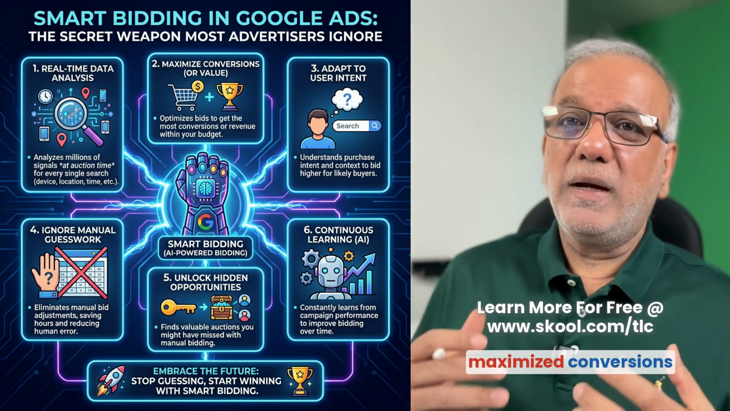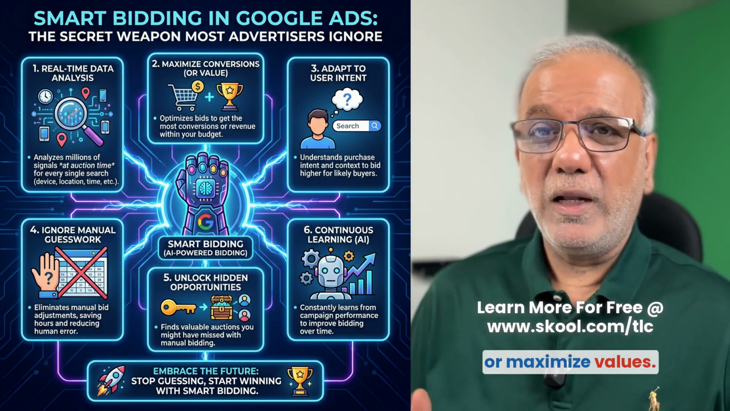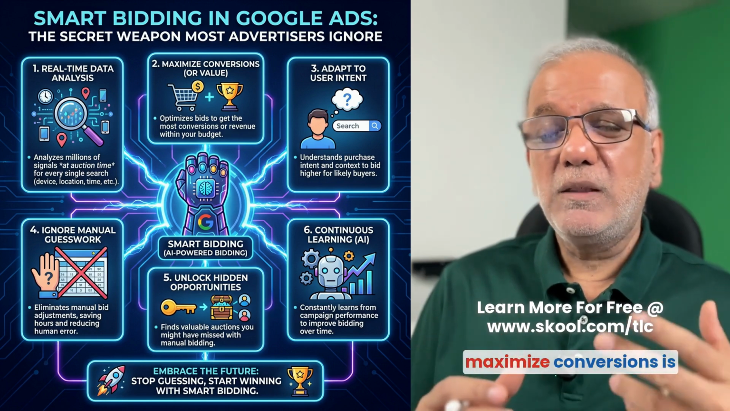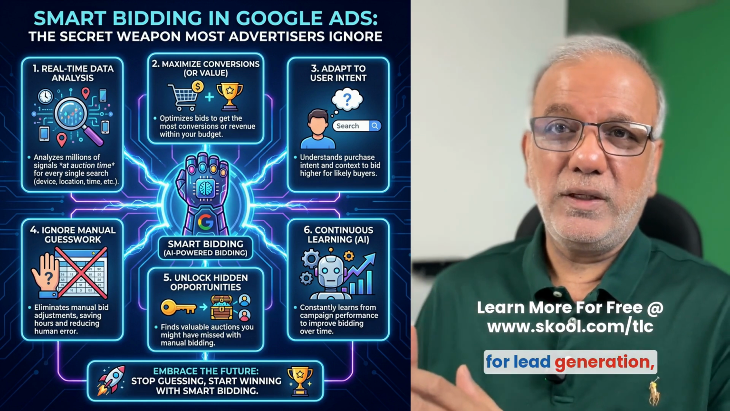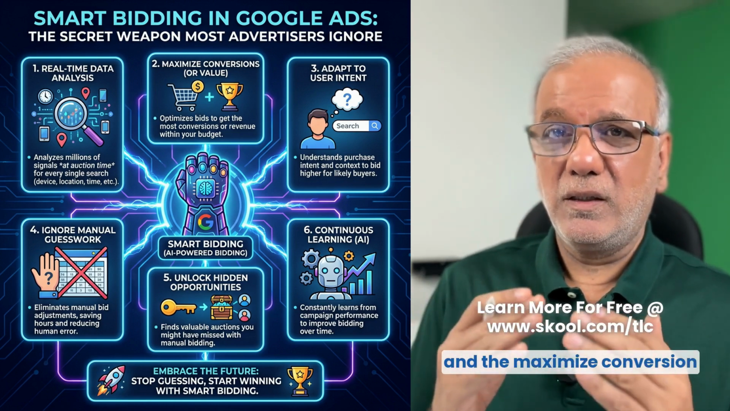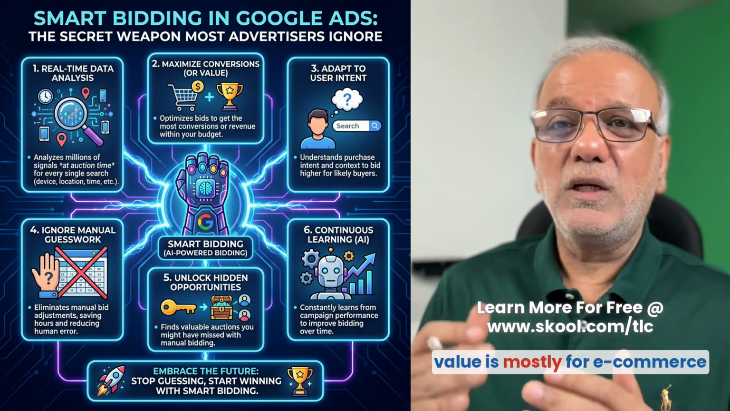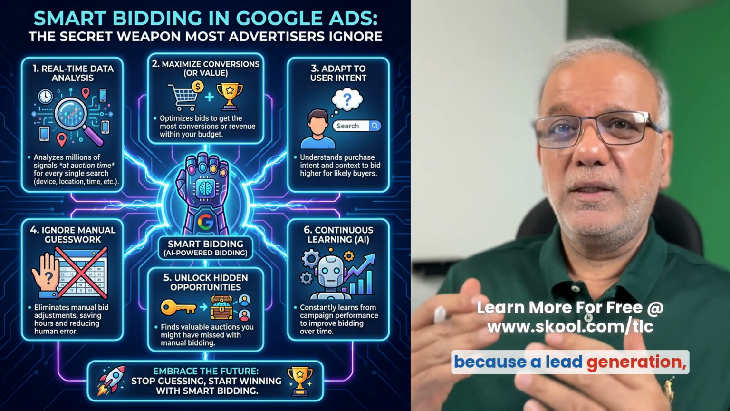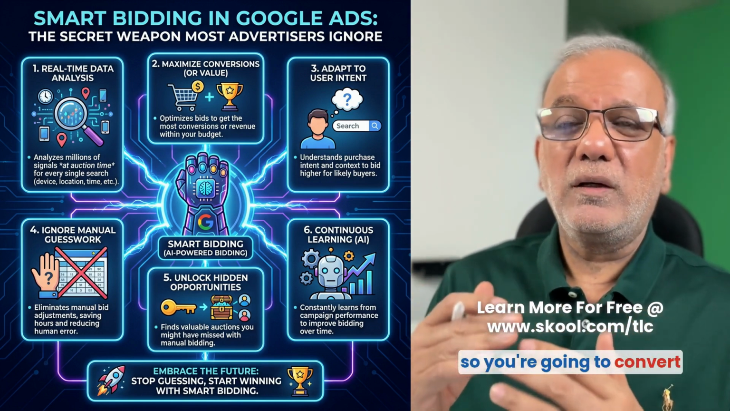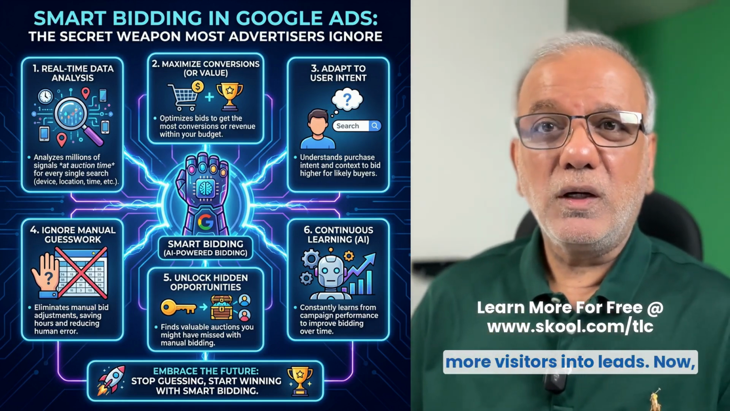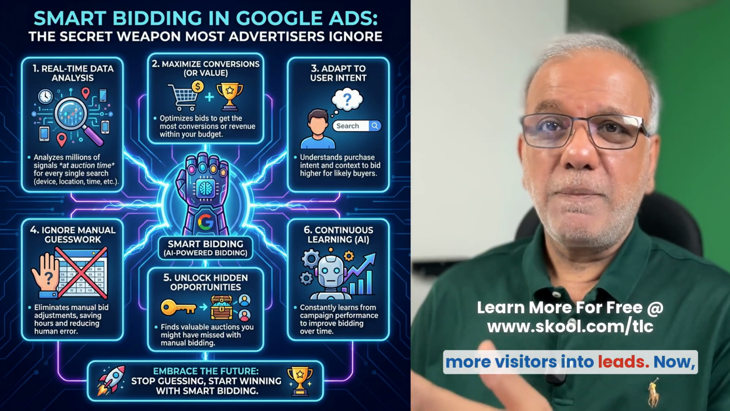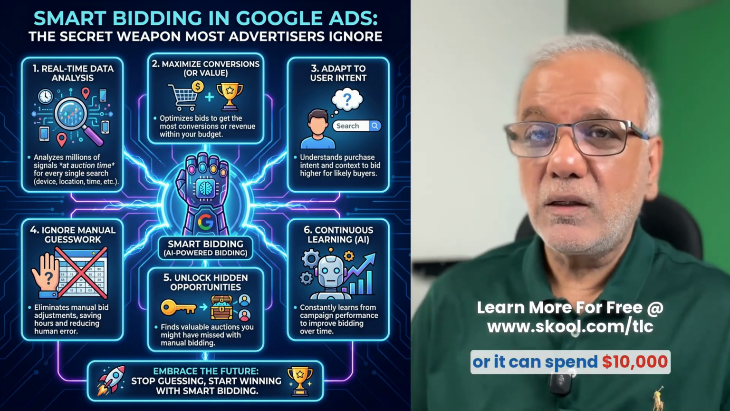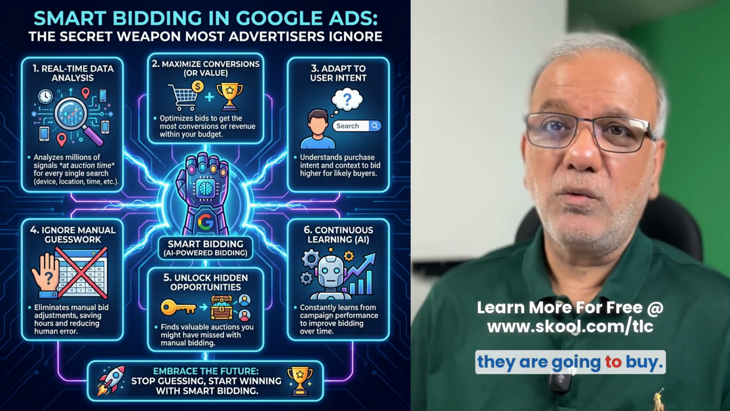The second thing is maximize conversions or maximize conversion value. So these are 2 different things. To put it in simple English, maximize conversions is for lead generation, and maximize conversion value is mostly for e-commerce businesses. That's how you would differentiate, because with lead generation, you need more leads. So you're going to convert more visitors into leads. Now, a lead can spend $1,000 with you, or it can spend $10,000 with you. You don't know which service they are going to buy.